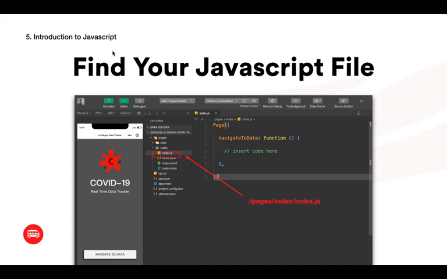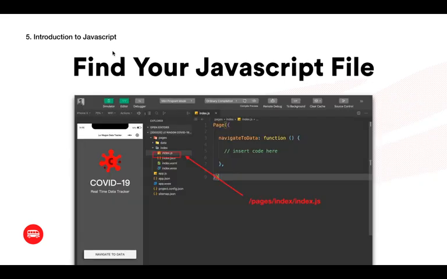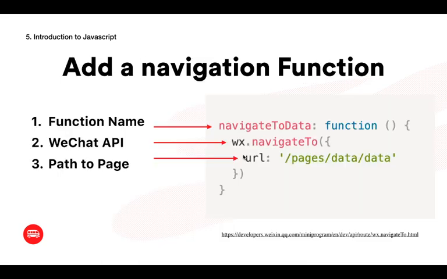All right, so the way that we do this is first, we open up our index.js file. I showed you a little bit about this before in the WeChat Developer Tools. I open up this index.js file, which is the JavaScript file for my index page. And I'm going to be adding a navigation function into my JavaScript. We built this template to make it very simple and easy for you to just add code. So right where it says insert code here, I'm going to be inserting a function, all right?